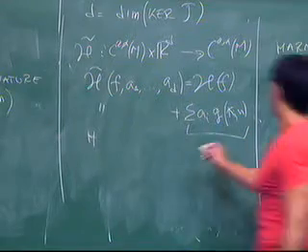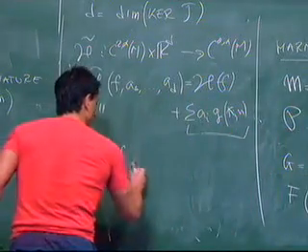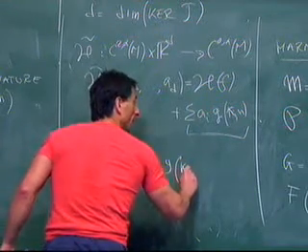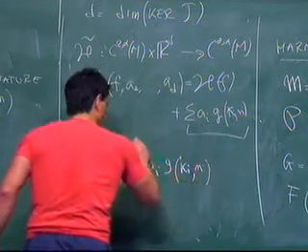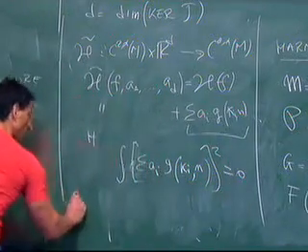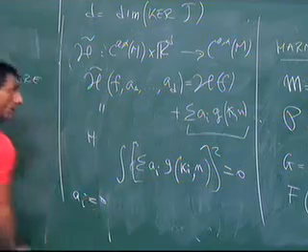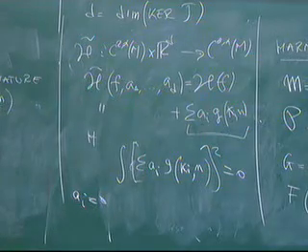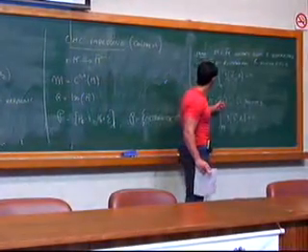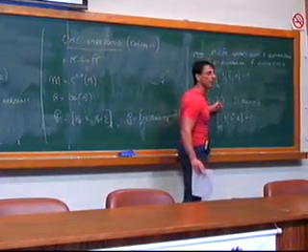And so you're left with the integral of the sum of a_i g of k_i squared equals 0. That gives you that all the a_i are 0. So what is the point here? The point is that they use this assumption that M has to be the boundary of something.